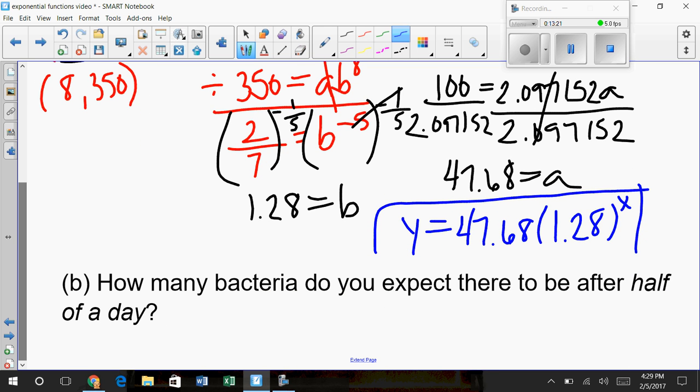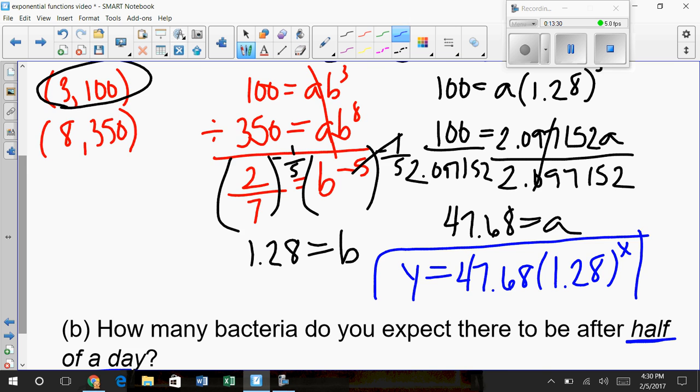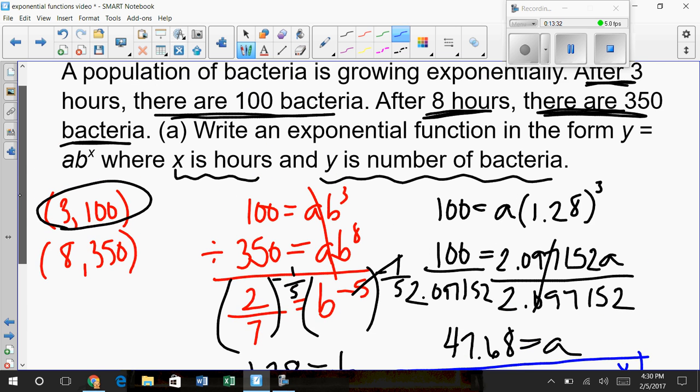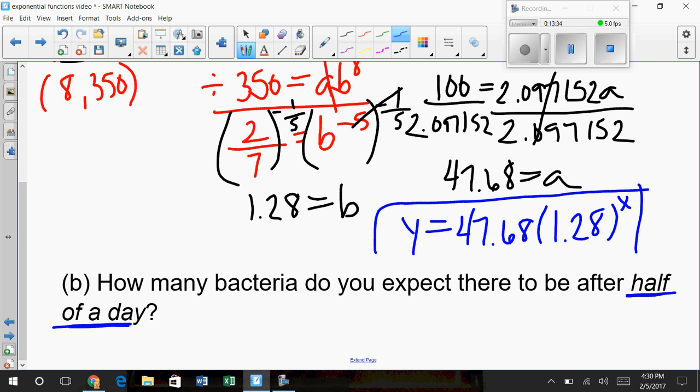If I scroll down here, I do have a follow-up question. It wants to know how many bacteria I expect there to be after half of a day. Okay, well, we need to think about the fact that in this original problem, our x values were in hours, so we need to stick to that. Well, since a full day is 24 hours, this would tell me that I have 12 hours. That's going to be the x value that I plug into my function.